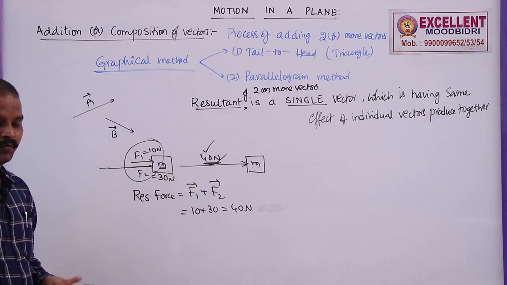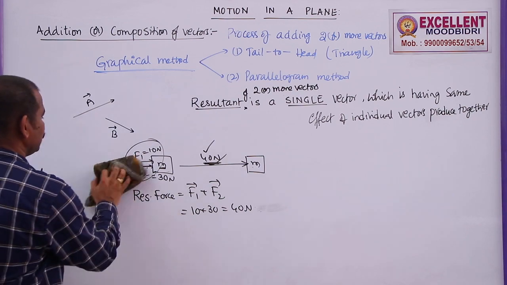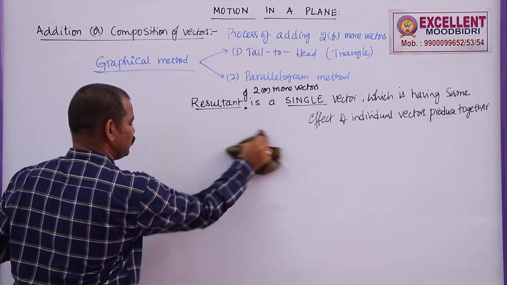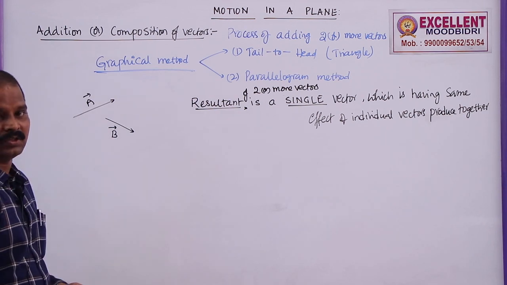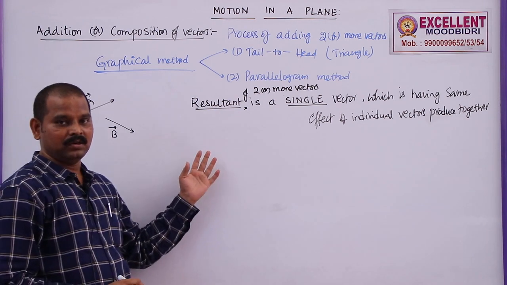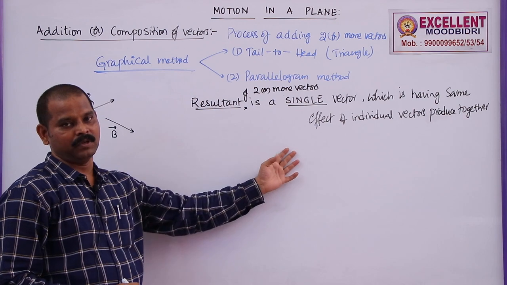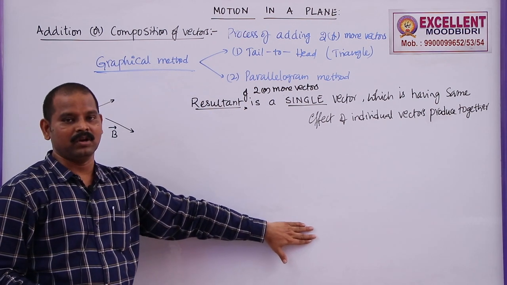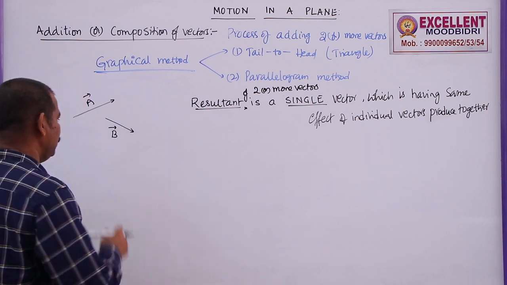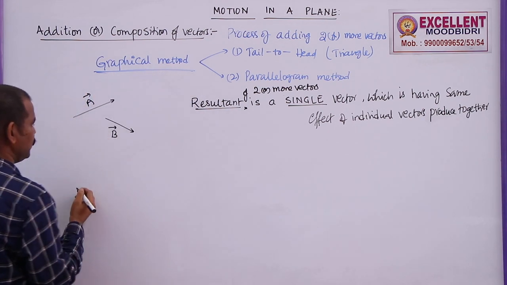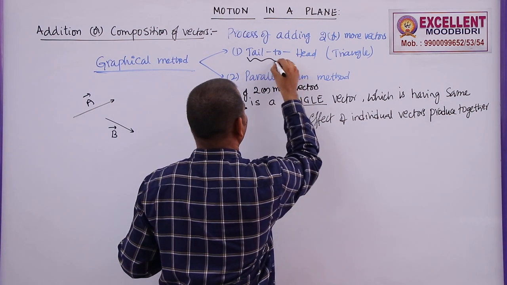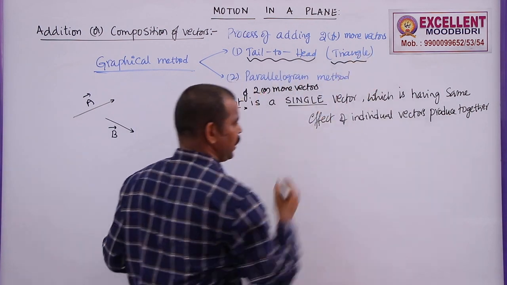So, this is how to find the resultant when two vectors are given. In this case, if the angle changes, if the direction changes, the resultant also changes. Every time you cannot say that the resultant force F net is equal to F1 plus F2. According to the condition, according to the direction, we need to use a formula. Here, first let me use the graphical method. In this method, first let me take the tail to head method, also known as the triangle method.